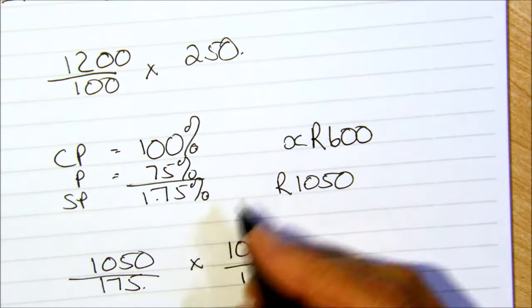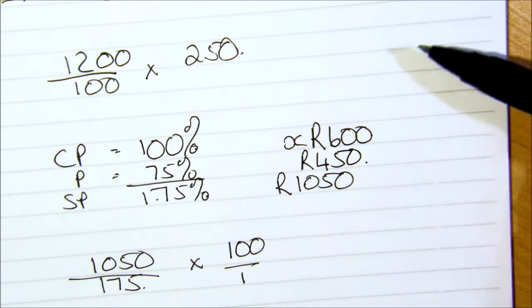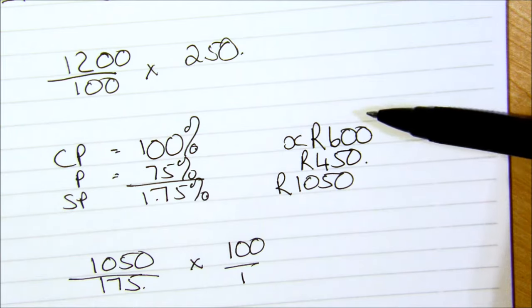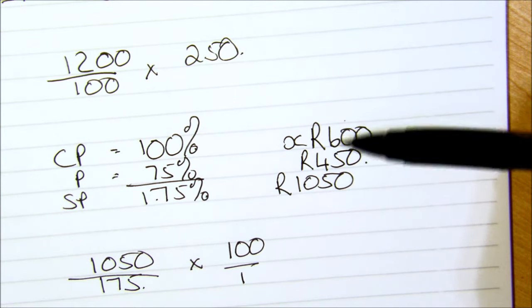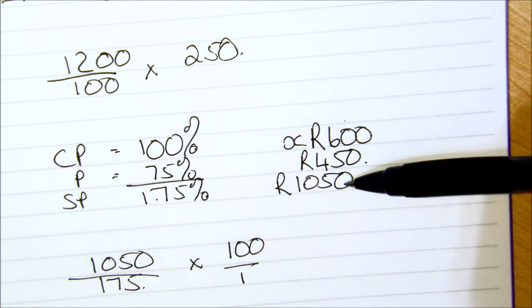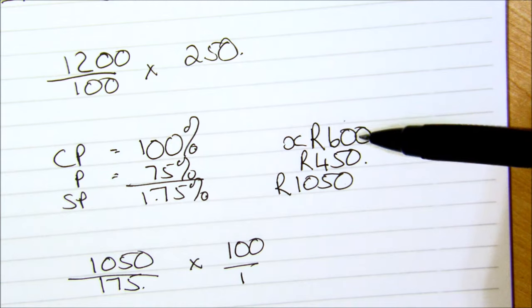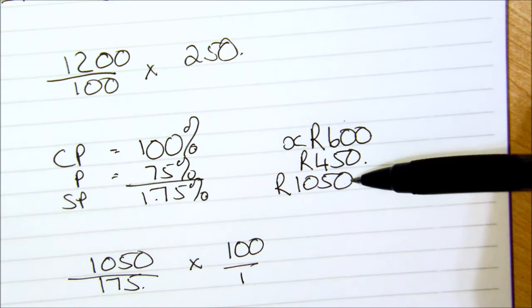600. And the profit, the difference between them, is 450. Now just check yourself here, please, because remember that the cost price must be smaller than the selling price if you're making a profit. So make sure that the figure that you come out here with, you're trying to work out the cost price, is smaller than that. Now you do number 4 for me.